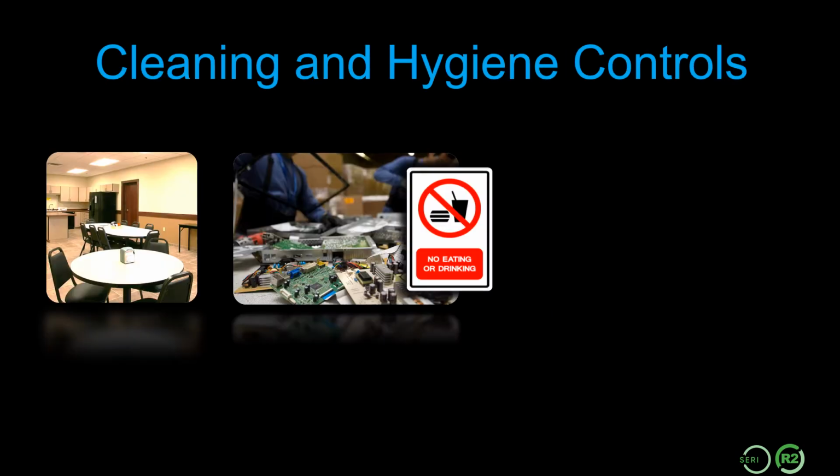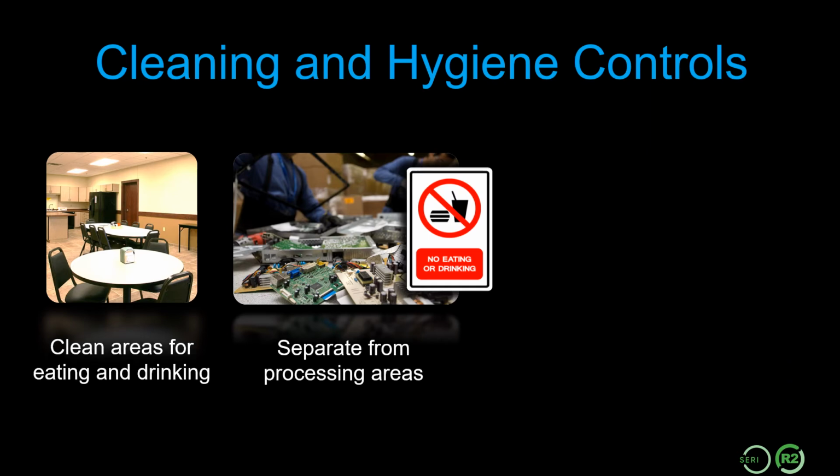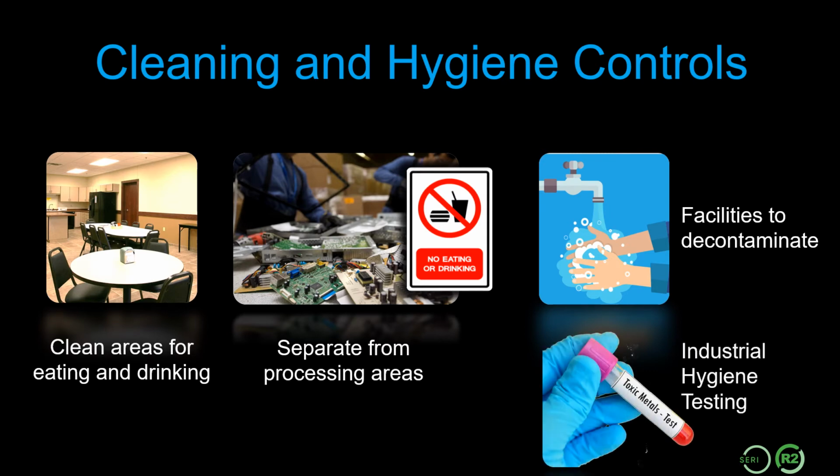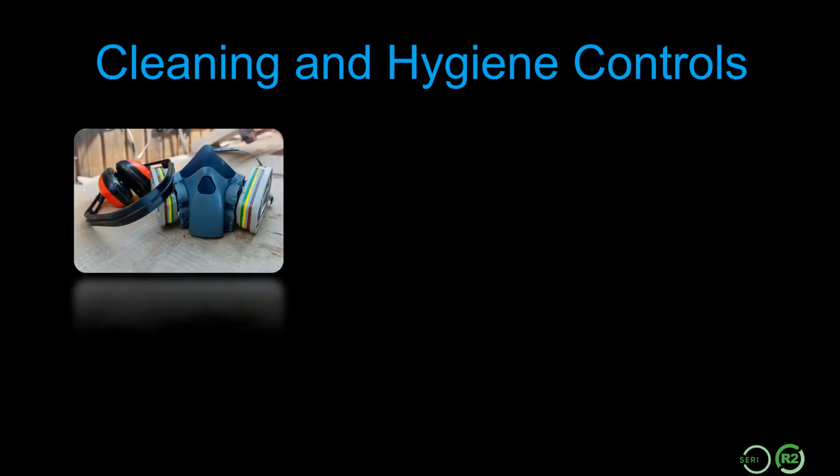Cleaning and hygiene controls can begin with the establishment of clean areas for eating and drinking that are separate from processing or other areas that may contain contaminants. There should also be a transition area with wash facilities for workers to decontaminate prior to entering the clean areas. If eating or drinking is allowed in a materials recovery area, then regular industrial hygiene testing must be conducted to demonstrate there's no risk of exposure to contaminants.